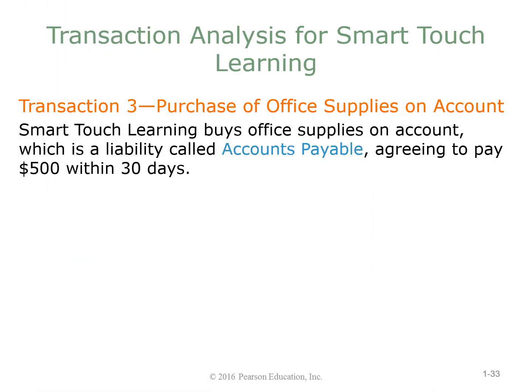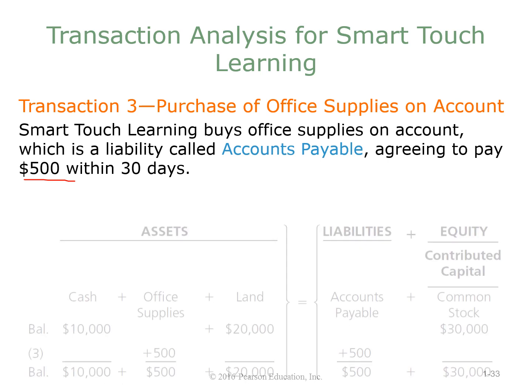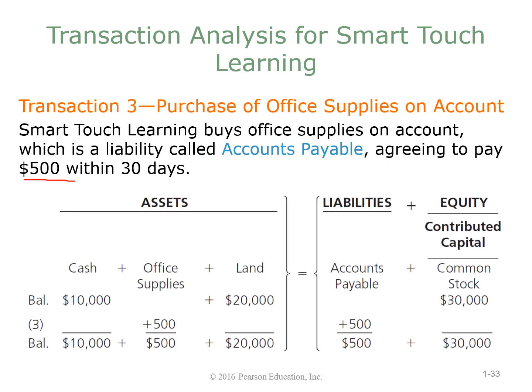Transaction 3, purchase office supplies on account. Smart Touch Learning buys office supplies on account, which is a liability called accounts payable, agreeing to pay 500 within 30 days. We purchased an asset, the office supplies increased by 500, but we didn't pay. We paid by credit, like when you buy something using your credit card, you are not paying now, but you are liable to pay later. So the liability will increase by another 500. So still we have balance in that equation.